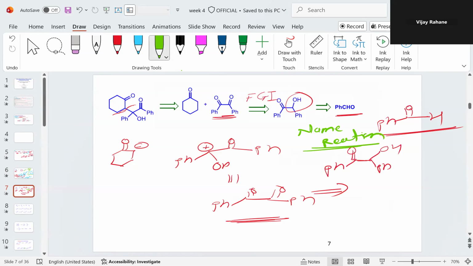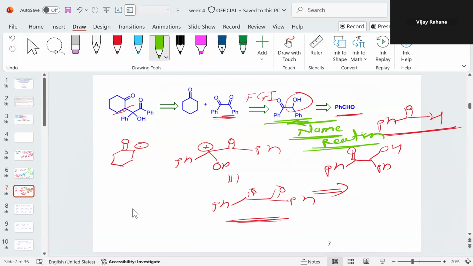Name reaction. This is one of the name reactions in which we can convert benzaldehyde into such a type of beta hydroxy ketone. It's the benzoin condensation. Yes, this is the benzoin condensation reaction. So we can condense two molecules of aldehyde together and it forms the beta hydroxy ketone.